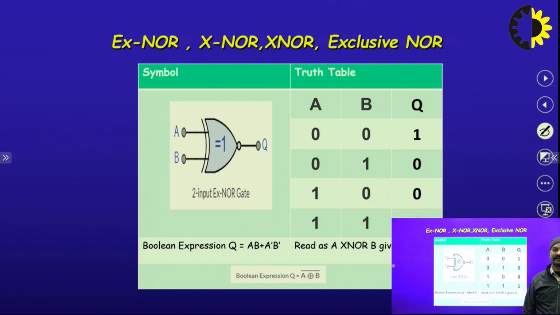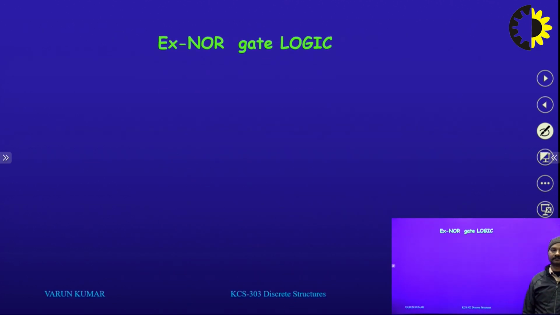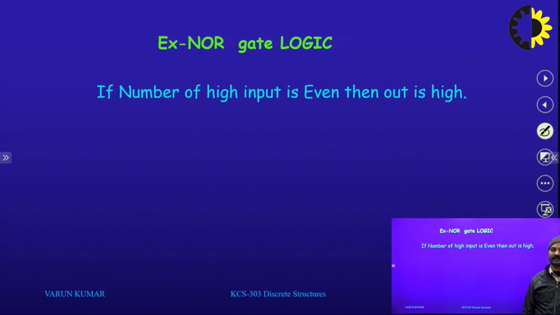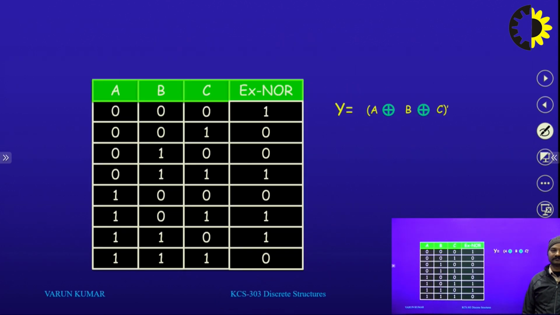Then the XNOR gate is the XOR gate plus the NOT gate, so just reverse the logic. If the number of high inputs is even, then the output is high, otherwise low. So this is the table for the XNOR gate.